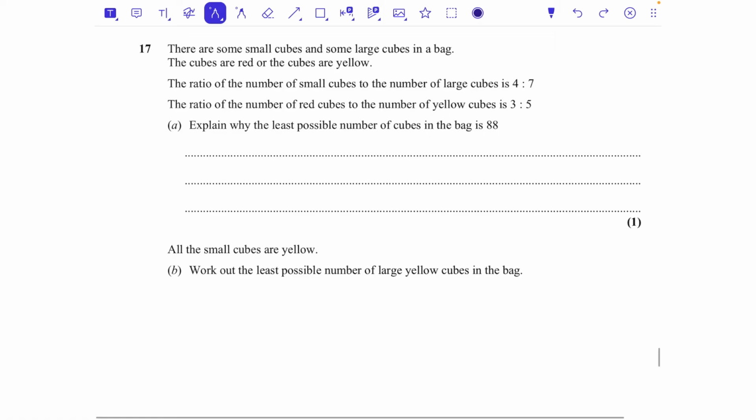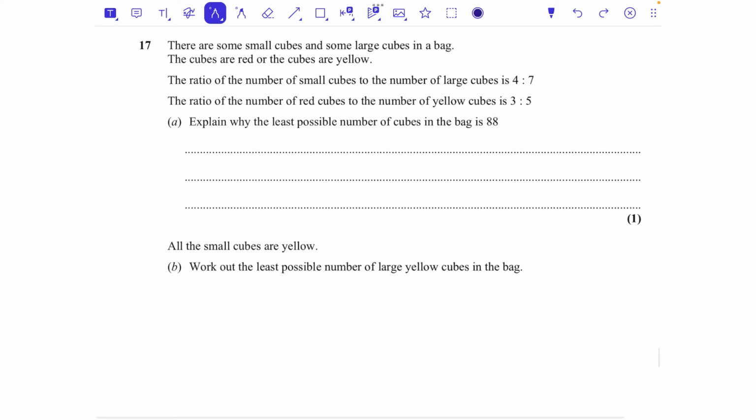Okay, question number 17. There are some small cubes and some large cubes in a bag. The cubes are red or yellow. The ratio of the number of small cubes to large cubes is 4 to 7, and the ratio of the number of red cubes to yellow cubes is 3 to 5. Explain why the least possible number of cubes in the bag is 88.